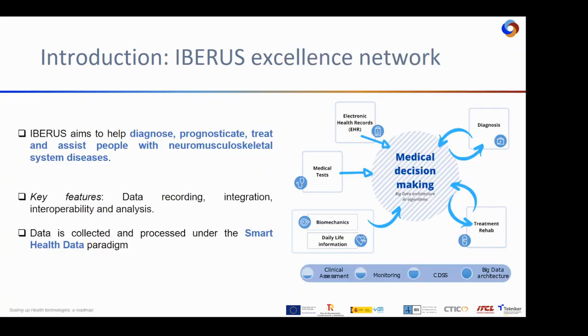IBERUS is a network of excellence composed by 4 technological centers that work together to develop innovative health technologies that can help diagnose, prognosis, treat, and assist people with neuromusculoskeletal system diseases. More specifically, we have paid particular attention to clinical and in-home data related to stroke rehabilitation. As can be seen on the right hand of the slide, the final goal is appropriate decision-making based, in this case, on a set of clinical information, but especially produced and collected in the natural context of the person.